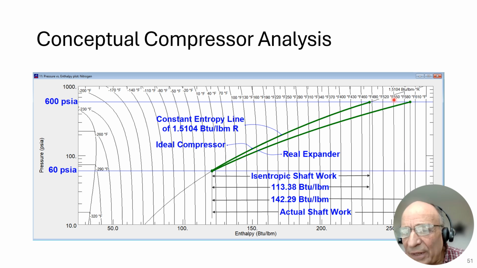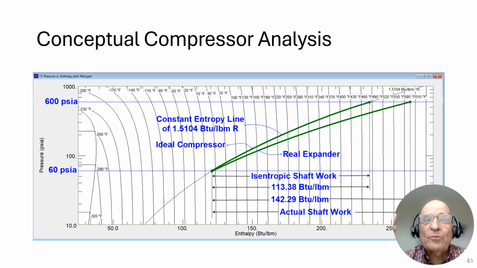And don't get mixed up by this 550. These are the lines of constant temperature. So that's related to these lines here. This is the 580. This is 610. And this is, as best as can be extrapolated, 595 degrees Fahrenheit. And you see our actual work is more than the isentropic work.